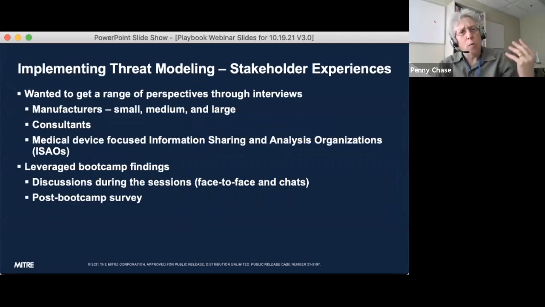So in addition to how threat modeling fits into the development processes, we also wanted to provide some information on how manufacturers who've already adopted threat modeling have implemented it from an organizational perspective. So we interviewed some stakeholders to get a range of perspectives from manufacturers, small, medium, and large, from consultants, from ISAOs. And we also leveraged what we heard during the boot camp, there were lots of discussions about these practical considerations, both in the face-to-face sessions and the chats. And in the survey that we conducted after the boot camp, we asked a question about how threat modeling was used in your organization and found some interesting items there as well. Next slide.